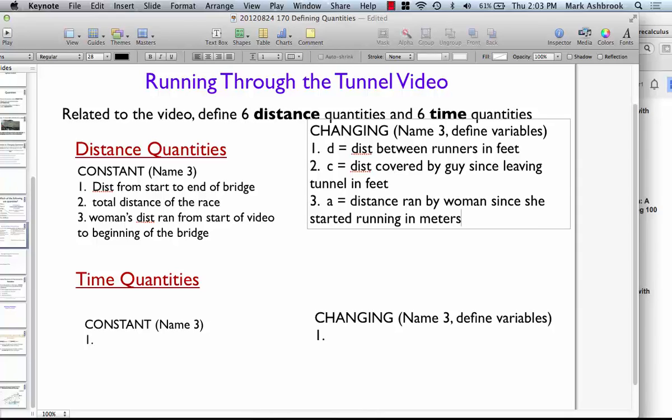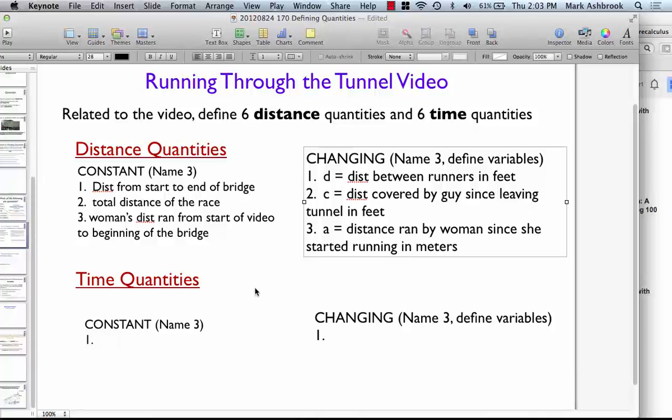So, yep, at some point she started running, and then A is now how far she's ran in meters, and that's a changing quantity. She ran 2 meters, then she ran 8 meters, then she's run 15 meters, then 100 meters. And so A takes on all those values. That's a changing quantity. Okay, how about time quantities?